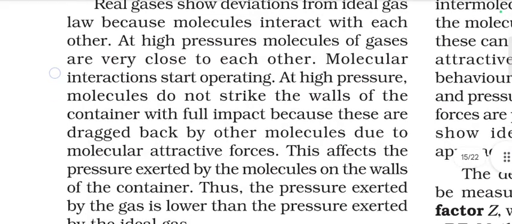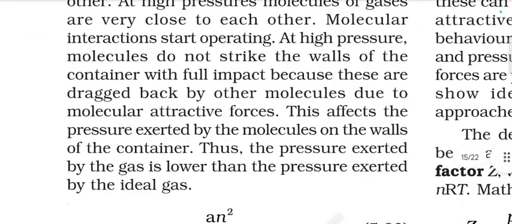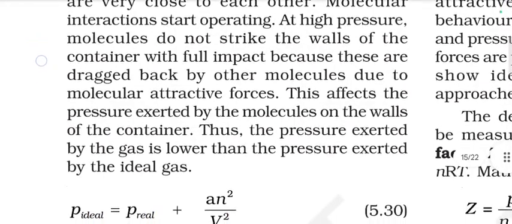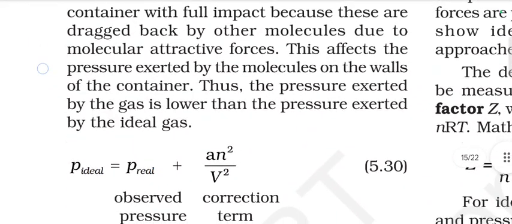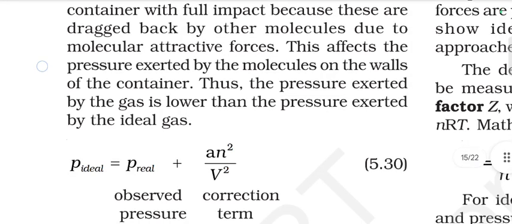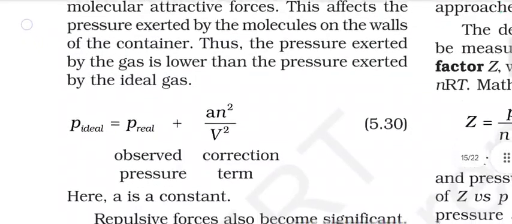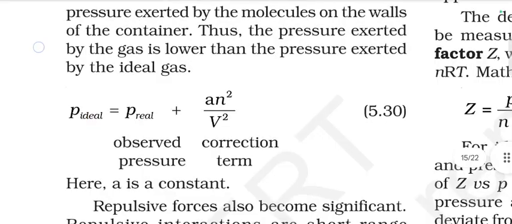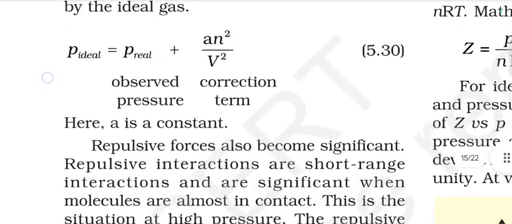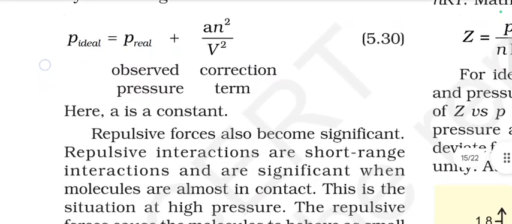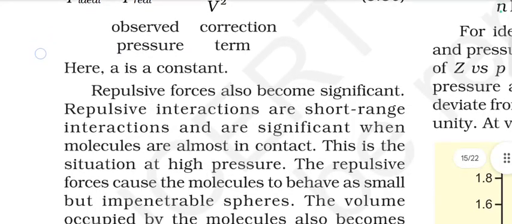At high pressures, molecules of gases are very close to each other. Molecular interactions start operating. At high pressure, molecules do not strike the walls of the container with full impact because these are dragged back by other molecules due to molecular attractive forces. This affects the pressure exerted by the molecules on the walls of the container. Thus, the pressure exerted by the gas is lower than the pressure exerted by the ideal gas. P ideal is equal to P real plus an square upon V square, the observed correction pressure term. Here a is a constant.